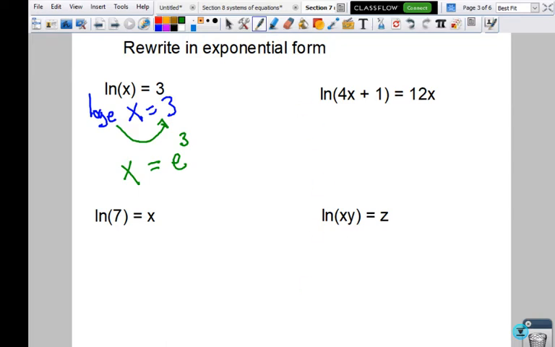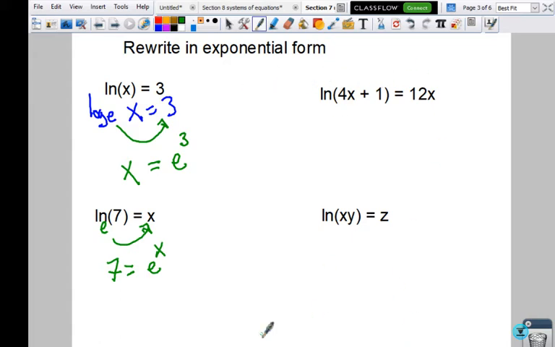So natural log is the same thing as log base e. So when we go back and forth, like in this one down here, natural log of 7 equals x. I'm going to put my e right here because that's my base. I'm going to bump it over, and it would be 7 equals e to the x, like that. So we're just going back and forth between the forms.